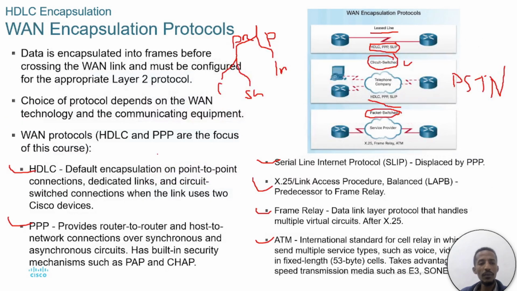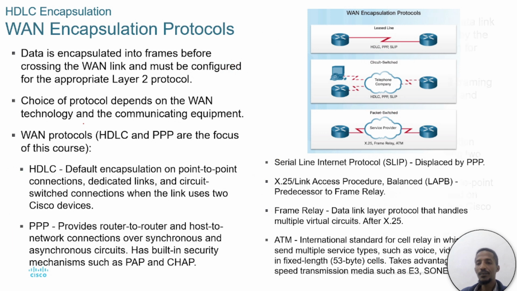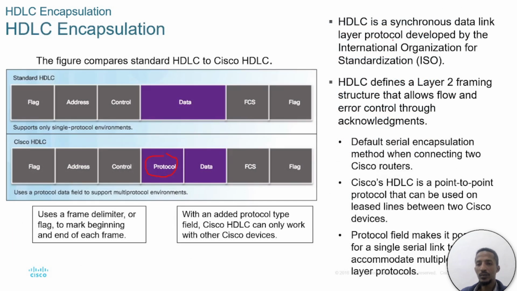You do know that all of them are layer 3 protocols? They are not layer 3 protocols. They are layer 2 protocols for one purpose. So HDLC, we say that it's a default serial encapsulation, and also it's a point-to-point protocol. The HDLC is a point-to-point protocol.